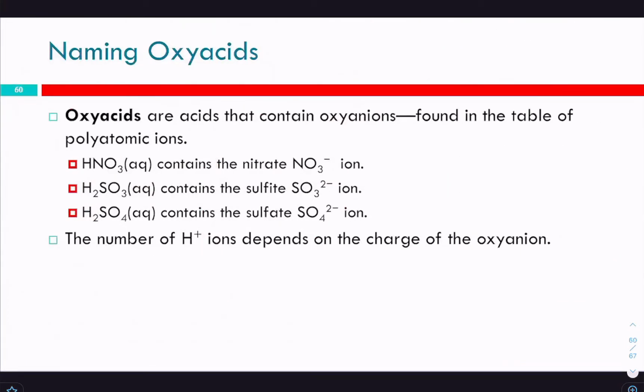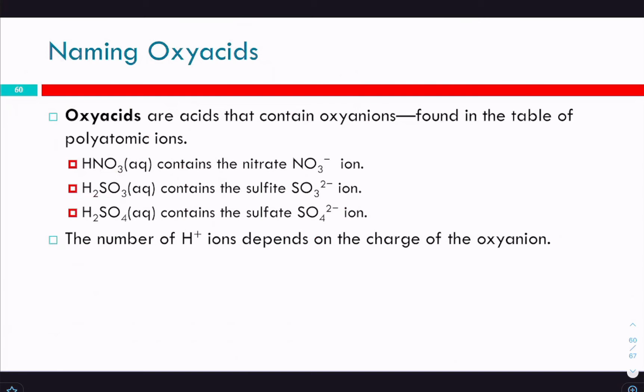All right, so those are binary acids. The oxyacids are acids that contain oxyanions, found in the table of polyatomic ions, which you should be memorizing, and you'll have to memorize also for the exam. There are going to be oxyanions on there. So we've talked about oxyanions, and you can see this is nitrate. So nitric acid contains the nitrate ion.